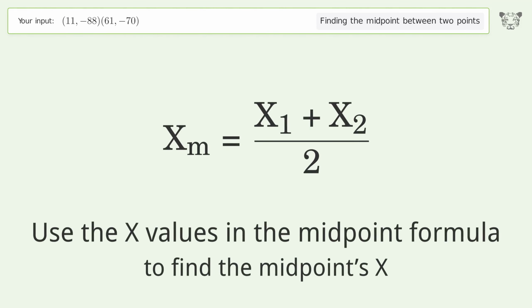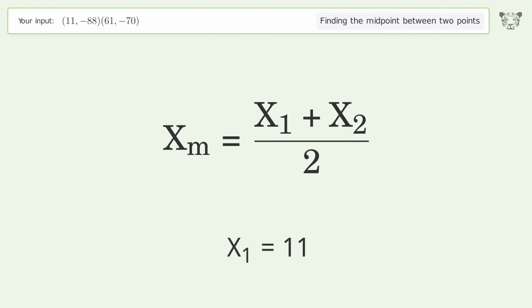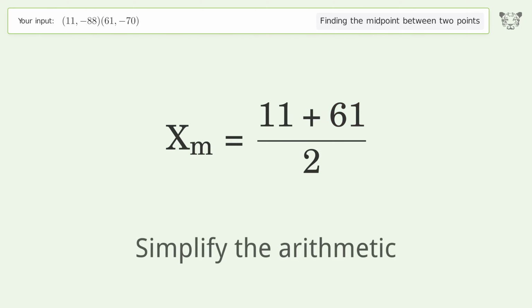Use the x values in the midpoint formula to find the midpoint's x. x1 equals 11. x2 equals 61. Simplify the arithmetic.